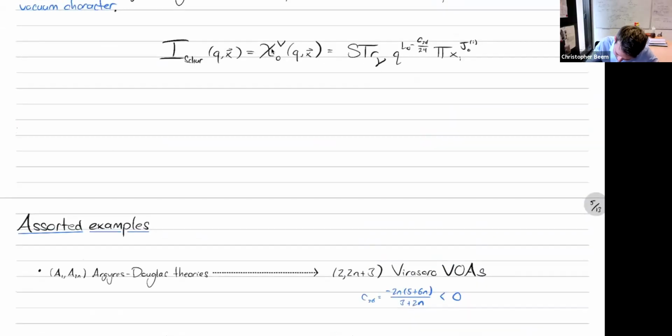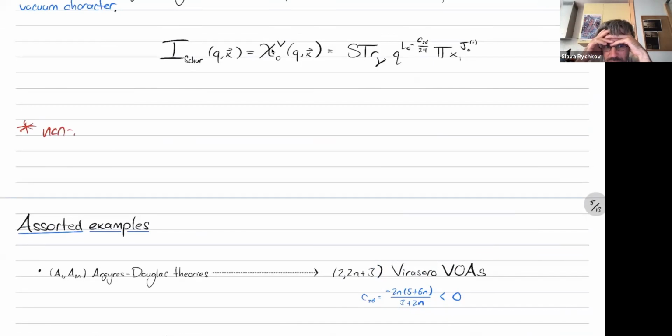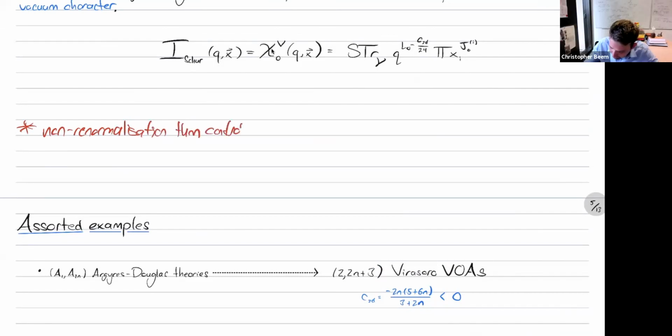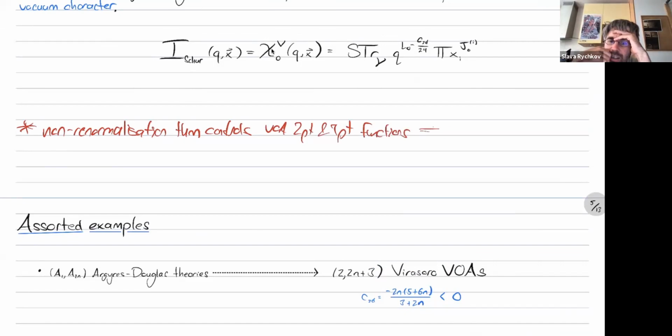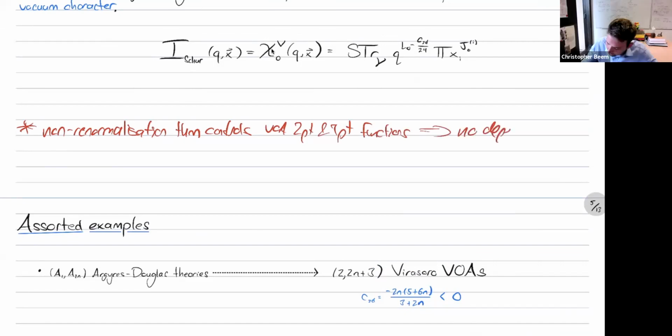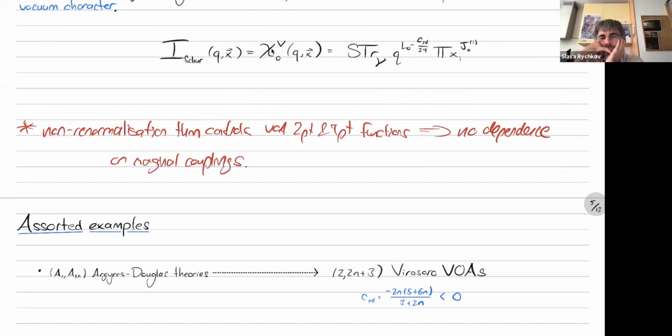So somehow, there's a non-renormalization theorem that controls the VOA 2-point and 3-point functions, and by virtue of that, all point functions. So when your 4-dimensional theory does have marginal couplings, you will not see it in the vertex algebra. Okay.